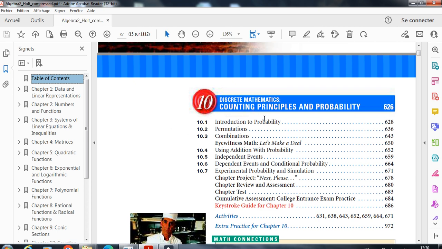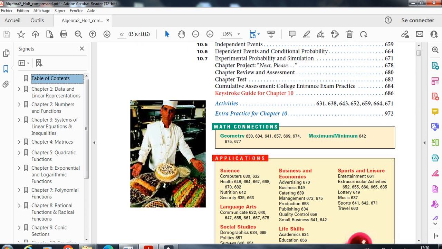So we have introduction to probability, permutations, combination. We have using addition with probability. We have independent events, dependent events and conditional probability, experimental probability and simulation. So we have 7 lessons in this chapter.